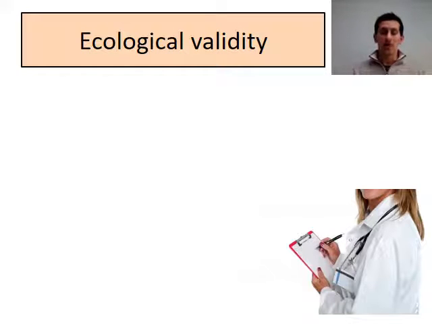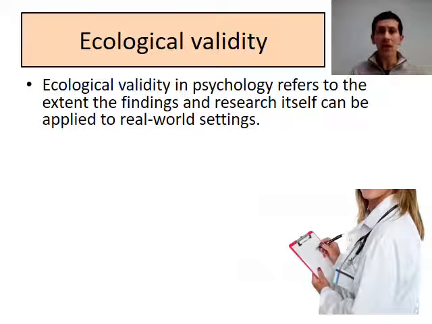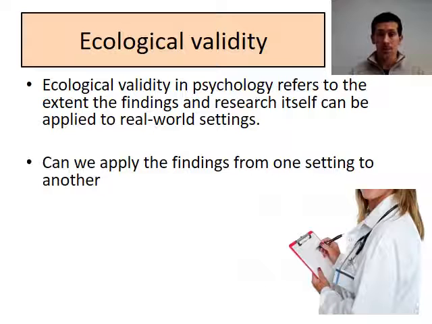Like I said at the start, your specification lists a number of different types of validity you need to know about. Ecological validity is one we would have covered in AS, and this refers to whether the findings can be applied to the real world. So can we take the findings from one setting and apply them to other settings?